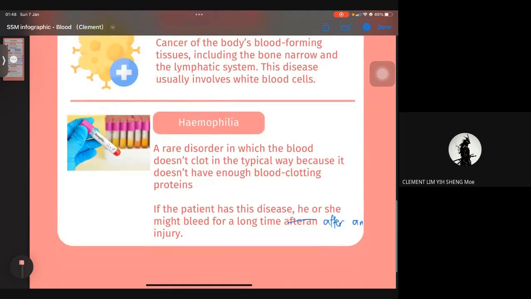Next, let's talk about the second disease, which is known as hemophilia. Hemophilia is a rare disorder in which the blood doesn't clot in the typical way because it doesn't have enough blood clotting proteins. So if the patient has this disease, he or she might bleed for a long time after an injury.